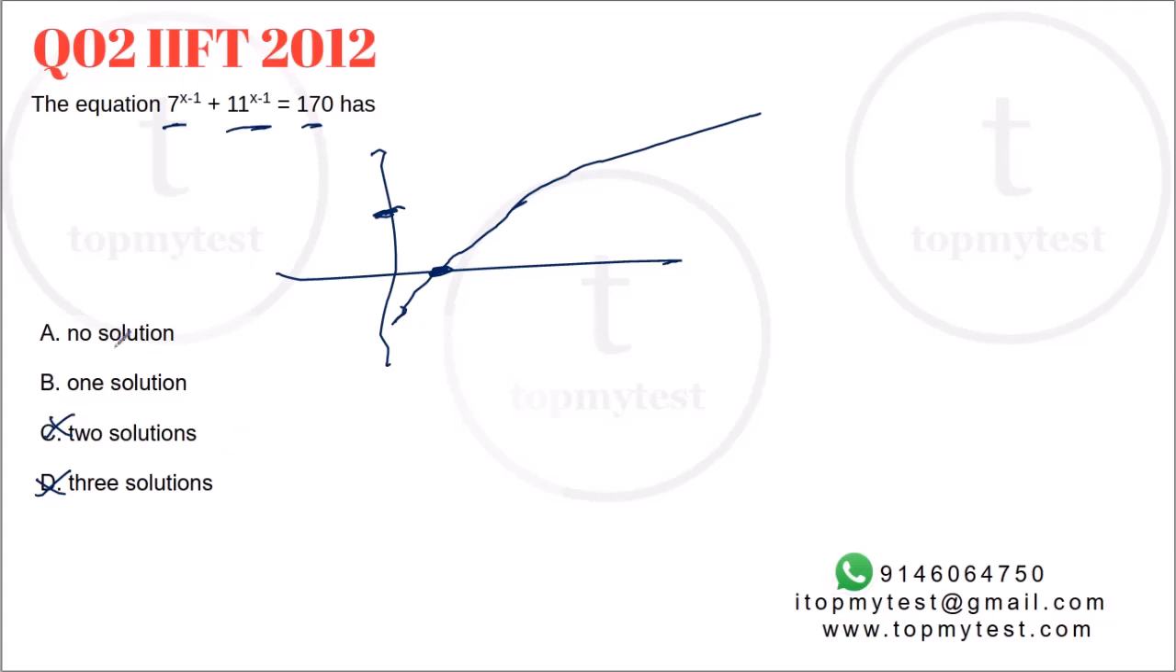Right? It can either have no solution or can have one solution. Now, what does this say? Some power of 7 plus the same power of 11 adds up to 170.